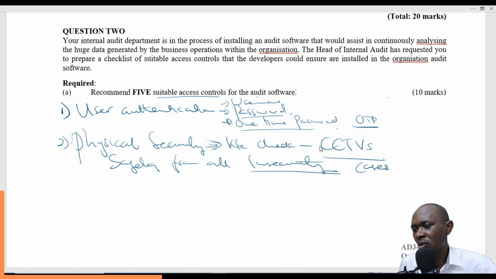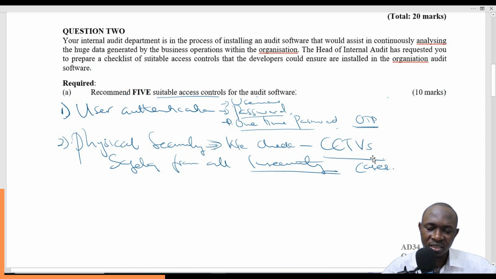Otherwise, what you're talking about here is just safety from all insecurity cases, and we are talking about CCTVs. We are talking about just the physical, like if we are talking about the lock and key things, like we talk of doors. We have the environment where basically the work is going to take place. It should be free from people who can come and interfere with the work and possibly have access to some key information that they are not supposed to be accessible to.